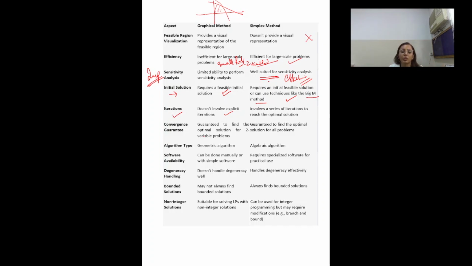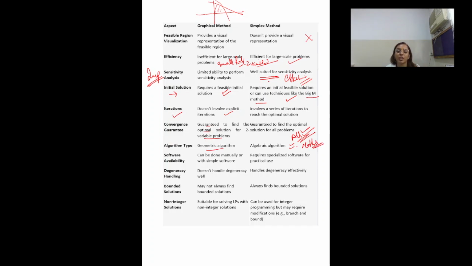Convergence, if you are talking about convergence, yes, it gives you a guarantee to find the optimum solution, but the condition is you have only basically two variables. Then if I'm talking about the guarantee to find the optimum solution for all types of problems, basically the graphic method can help for two variable problems. Algorithm, normally it uses a geometrical algorithm, while the simplex is an algebraic, that is a mathematical, method. Right? In the math we use an algebraic method.